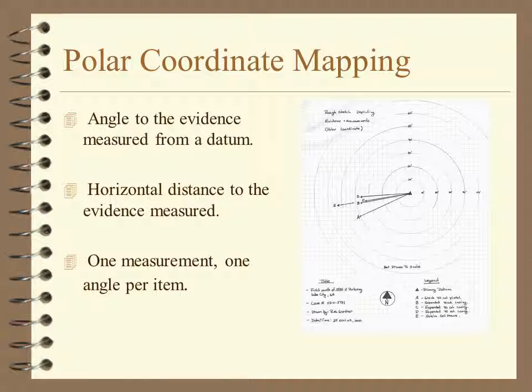Now, to conduct polar coordinate mapping, you take a datum point. It's memorialized and a GPS coordinate is obtained, and then you measure an angle between the datum point and the evidence itself. Then you take a horizontal measurement using either a measuring tape or a traffic laser device. Again, this is a method that is practiced more with some of the upper division classes, but we'll have a brief introduction to it in this class.